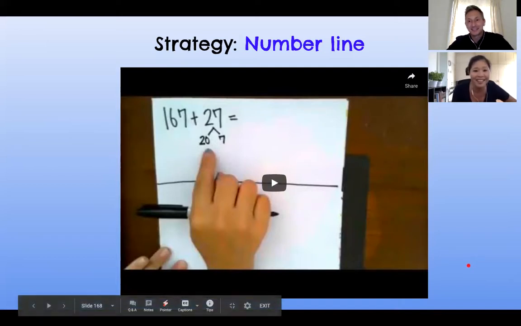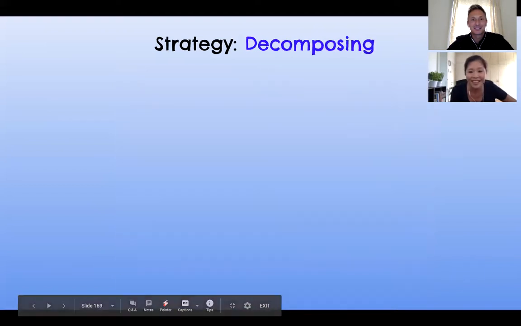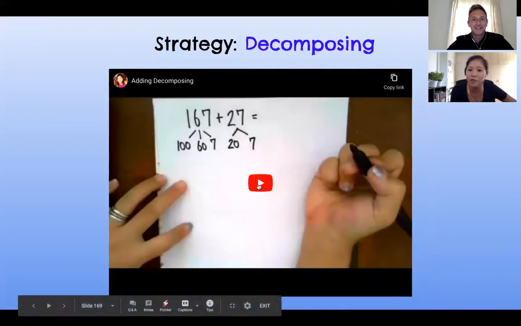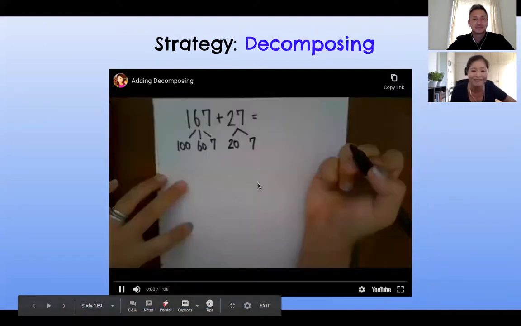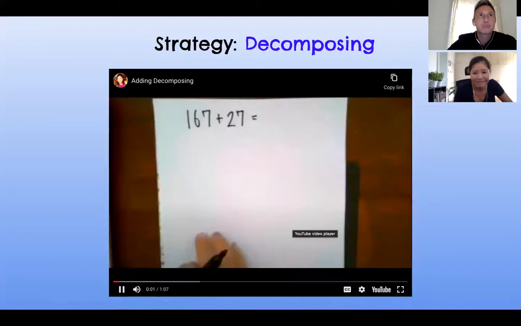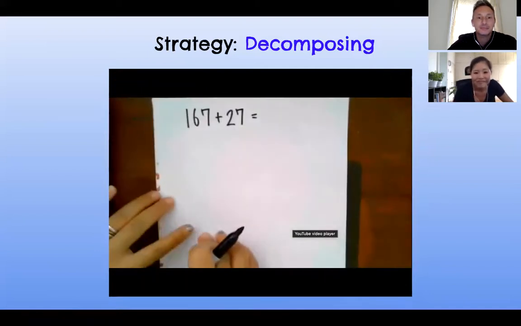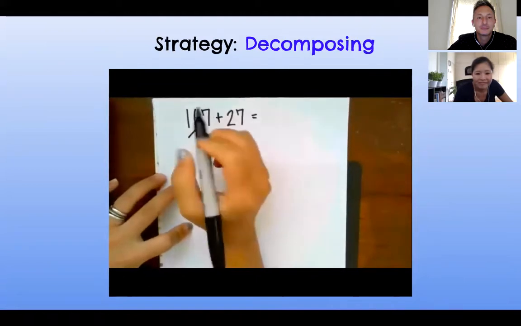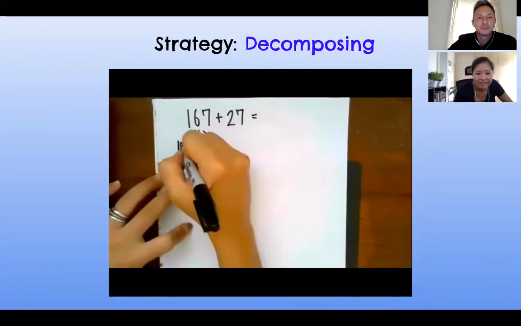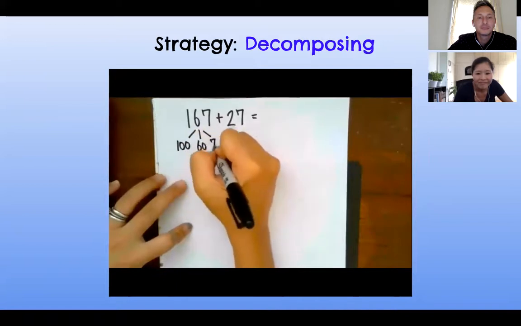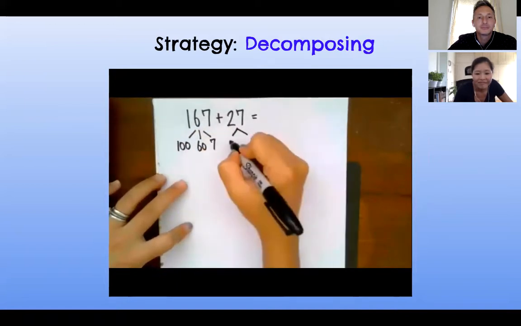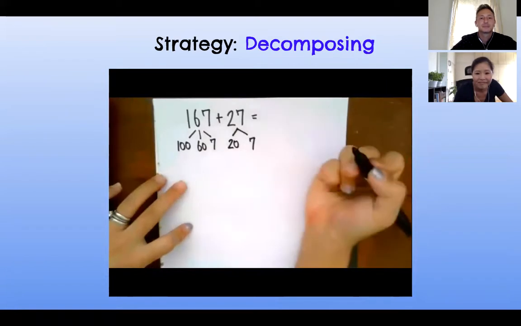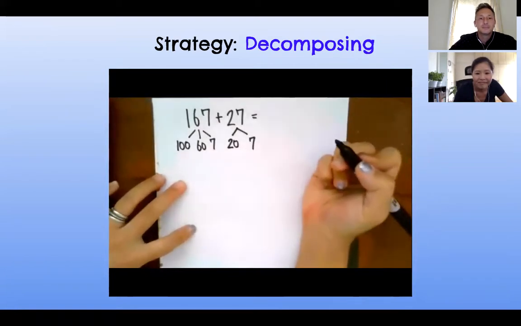And the last strategy is the decomposing strategy. And let's see how that works. If you feel comfortable with numbers, this is a good strategy for you. I'm going to solve this problem using the decomposing strategy. I'm going to start by decomposing the 2 numbers. 167 is 160 and 7. 27 is 20 and 7. Now I'm ready to add.